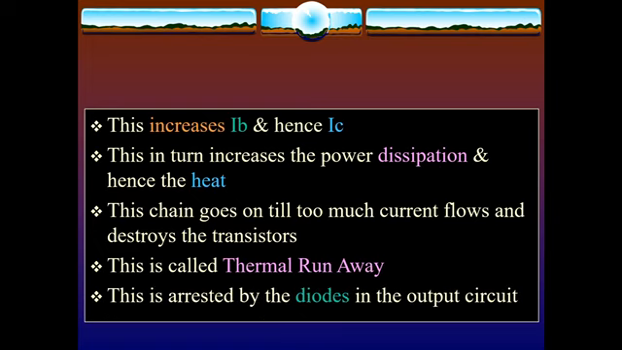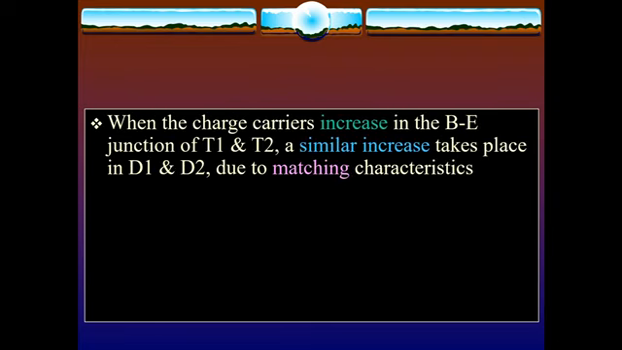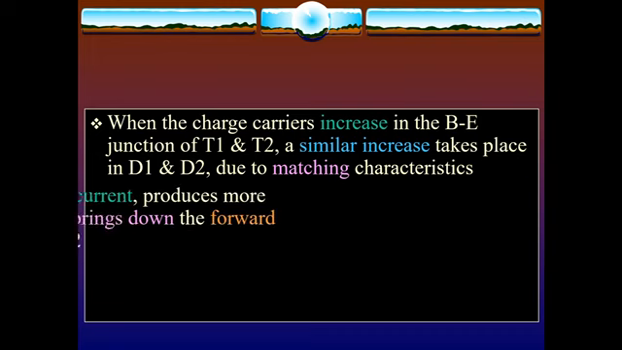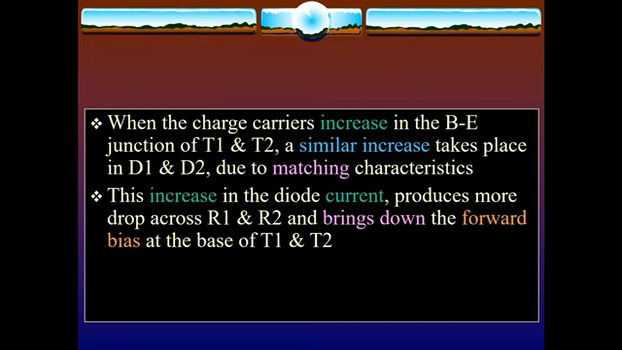So the thermal runaway problem can be arrested because of the diodes used at the output of the transistor. When the charge carriers increase in the base-emitter junction of T1 and T2, a small increase takes place in the diodes, D1 and D2, due to matching characteristics. This increases the diode current and produces more drop across R1 and R2, and brings down the forward bias at the base of the transistors T1 and T2.